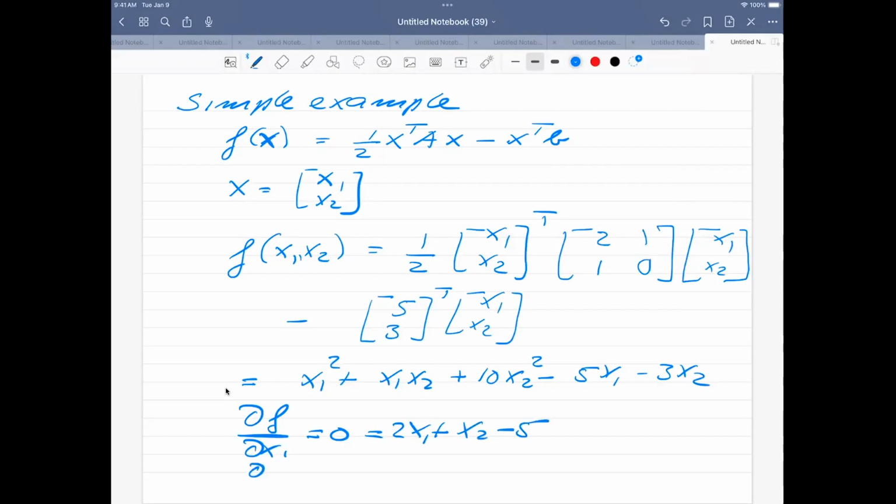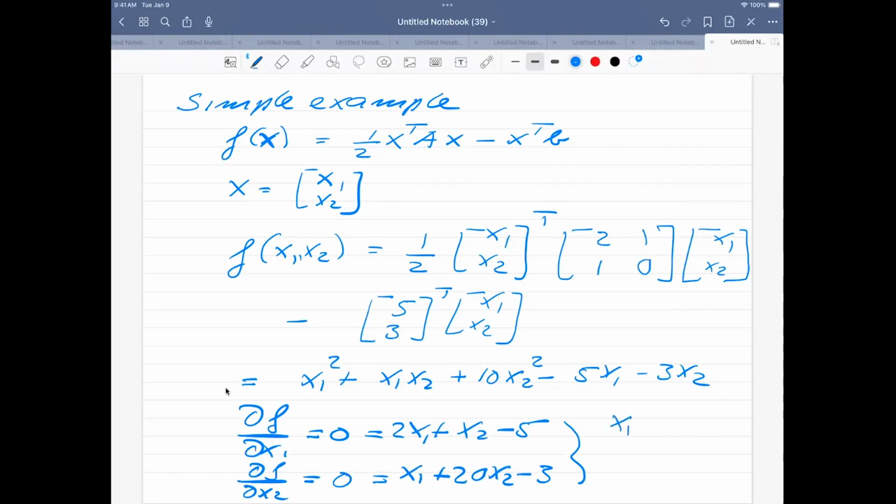And then I take the derivative with respect to x2, and this should give us x1 plus 20 x2 minus 3. And when I collect these, then I have just two equations with two unknowns. I hope you don't get offended if I present cases like that.